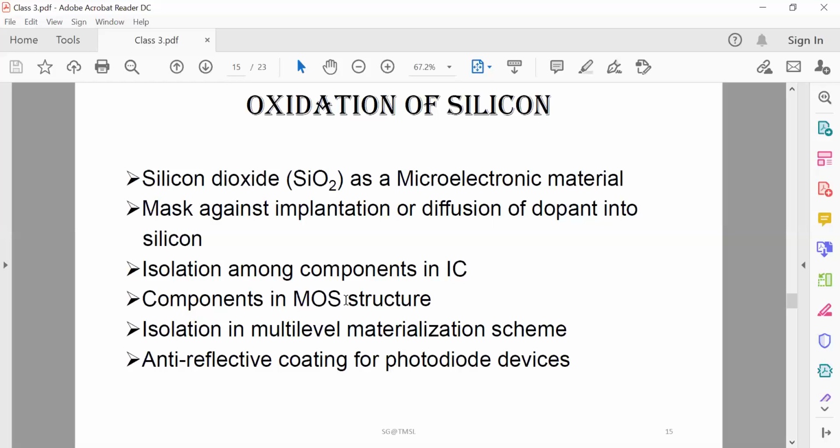Then another application is anti-reflective coating for photodiode devices. It has very good anti-reflective properties, but it can absorb the radiation. So in case of photodiodes or other optical devices, it can be used as an anti-reflective coating.